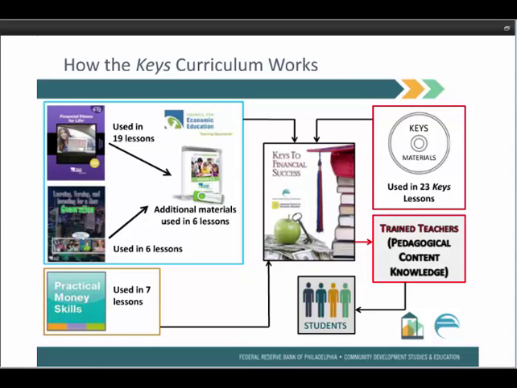We're coupling that with 7 lessons from Practical Money Skills, and then we developed another set of materials that are used in 23 of the Keys to Financial Success lessons. So together, this builds out then an entire semester course. We train the teachers, which builds their pedagogical content knowledge, and then they deliver the program to their students. Gene, let's go to the next slide.